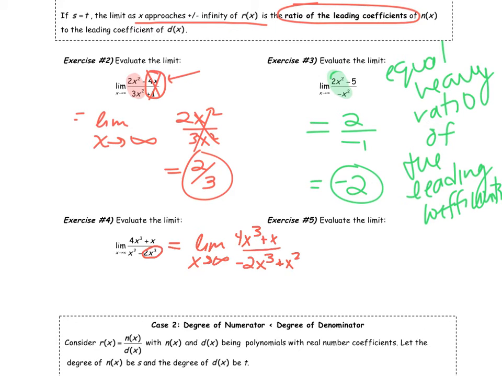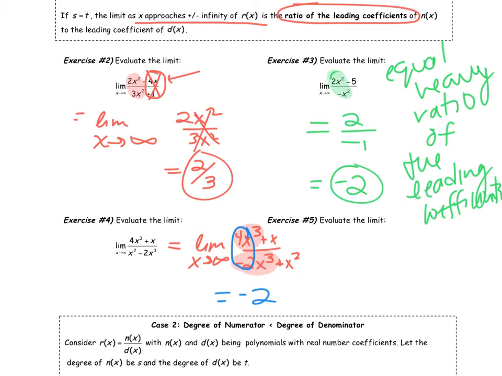Be careful, guys. The negative is attached to the 2. It's not 2x cubed minus x squared. This would be wrong. All right, negative is attached to that 2x cubed, and this has a plus out front for that x squared. All right, again, just taking the ratio of the leading coefficients here, which I'm looking at as that 4x cubed and the -2x cubed. The ratio is 4 over -2. So my answer is -2. Again, I have a horizontal asymptote at -2.